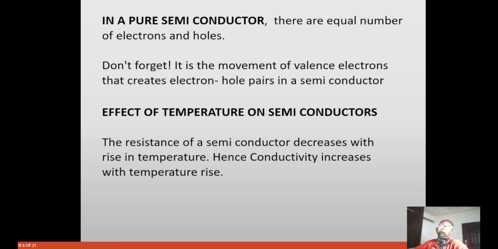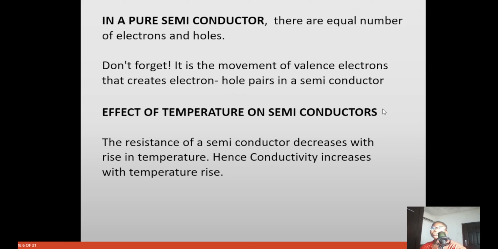In a pure semiconductor, there are equal numbers of electrons and holes. So we've established that there are equal numbers of electrons and holes, and that's why they're called pure semiconductors. Don't forget, it is the movement of valence electrons that creates an electron-hole pair in a semiconductor.